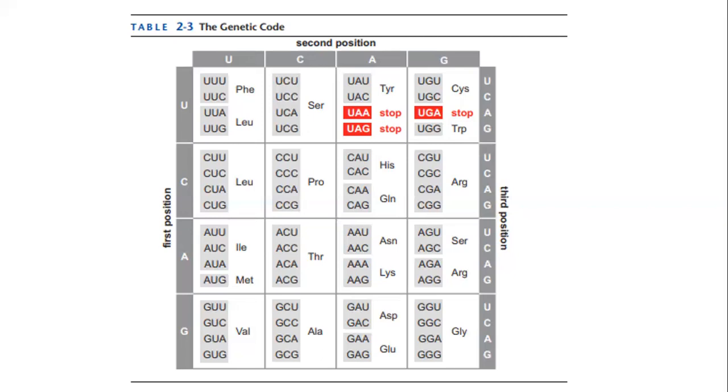By combining these two concepts, this led to the conclusion that the direction of protein synthesis is from amino terminus to carboxy terminus.